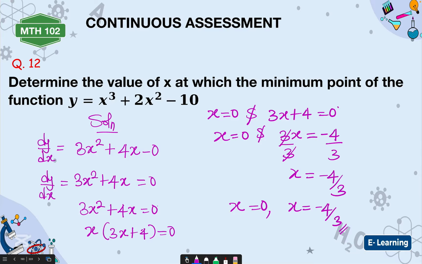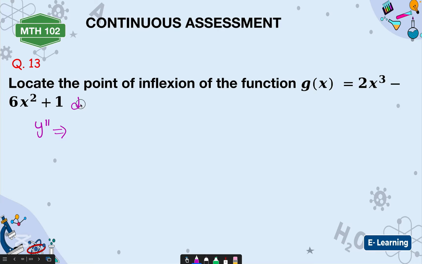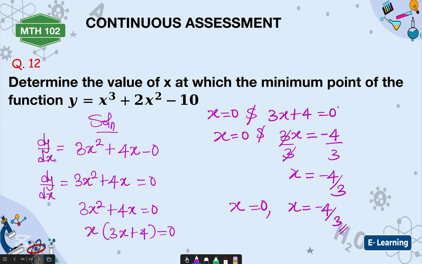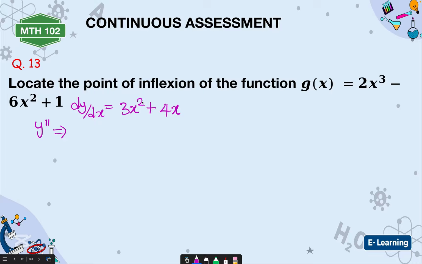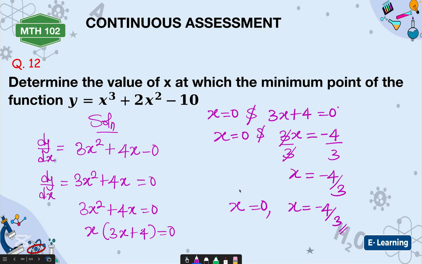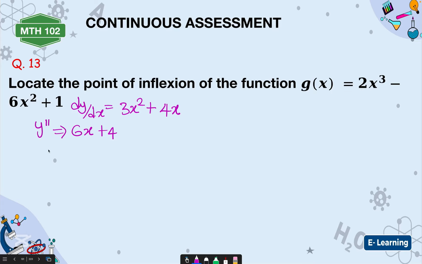When you differentiate this one again, our dy/dx initially was what? 3x squared plus 4x. That's our dy/dx, exactly. So differentiate this one again, it will give us the second derivative, which of course is 6x plus 4. Now, you are going to substitute each of these values into the second derivative. So we now say at x is equal to 0, what value will that give to us?